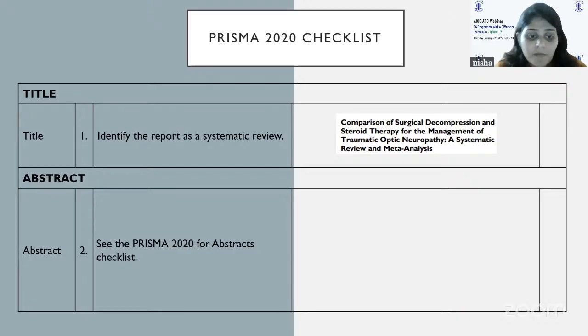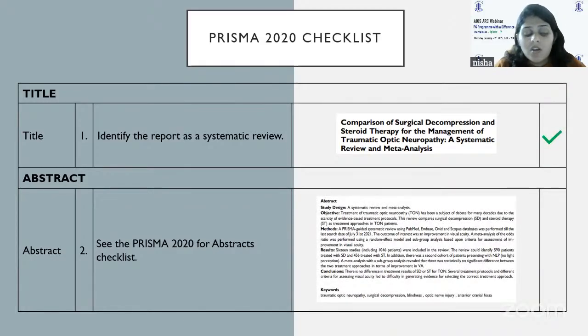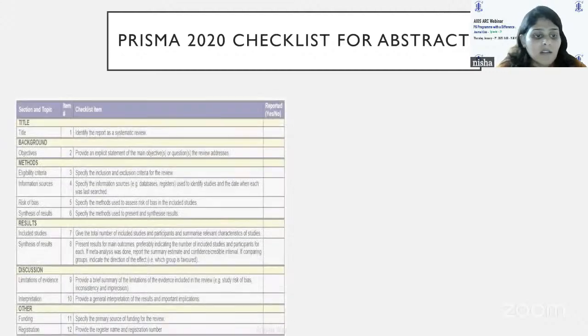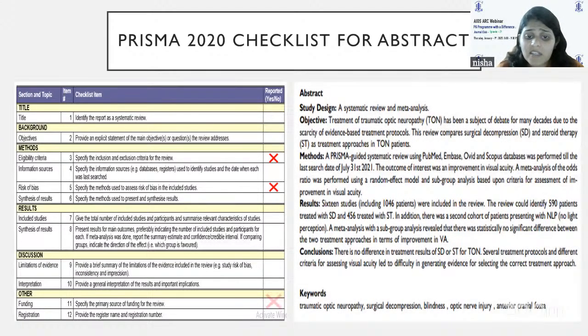And for abstract purposes, PRISMA also has its own separate guidelines for the abstract. On this front, we can see that it had not met all the criteria. There were about 6 criteria which were not met, which include mentioning the inclusion and exclusion criteria, the methods used to assess the risk of bias in the study, the limitation of the evidence which was available, and giving a general discussion and interpretation of the results. The funding was also not mentioned, and the registration was not mentioned in the abstract. However, these points have been mentioned in the full text of the study.